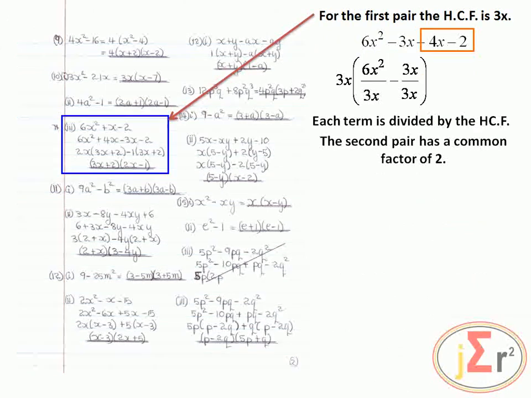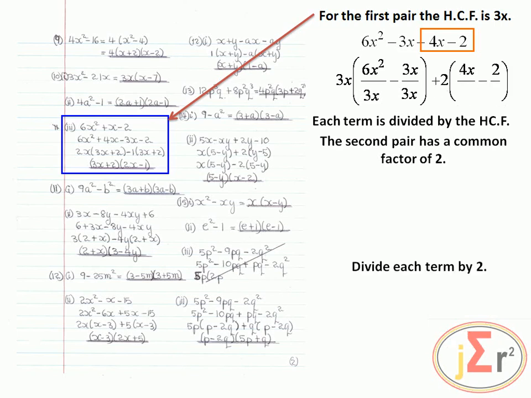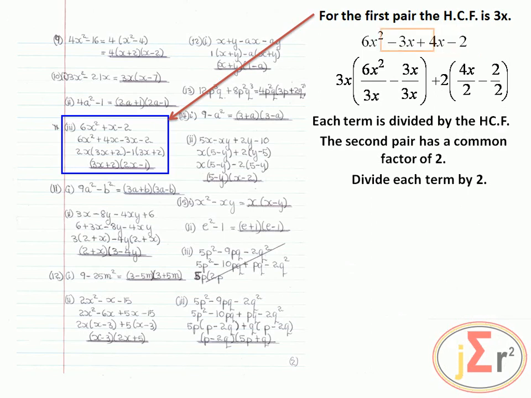The second pair, the common factor is 2. And what do we do? Again, divide each term by the highest common factor of 2. So, reduce those fractions and see what we get.